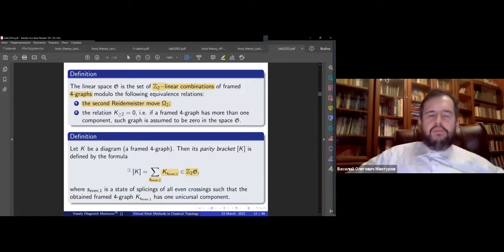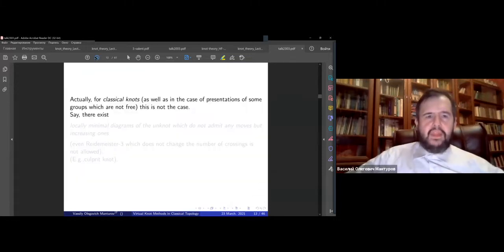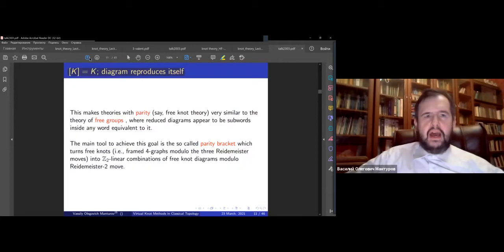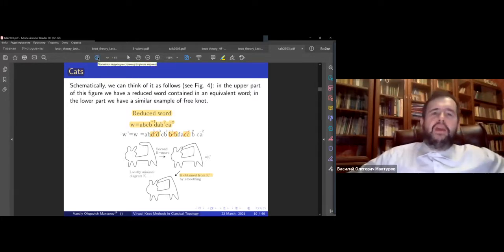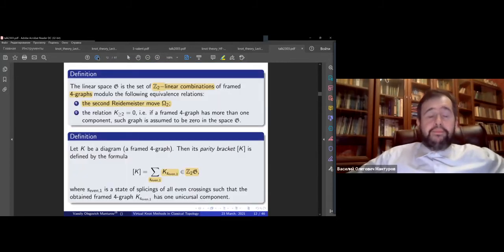Well, now a small remark. Assume I have no even crossings at all. Then the bracket of k equals k. So then I have this nice formula. I'm looking for it everywhere. And actually, the first situation I had was the reduced word, the reduced form of the word for free groups. And now, Vassily?